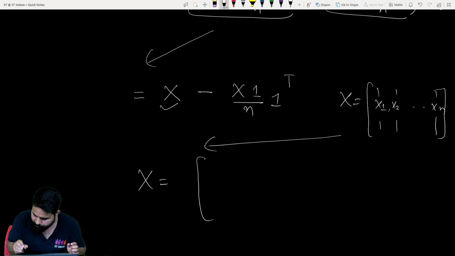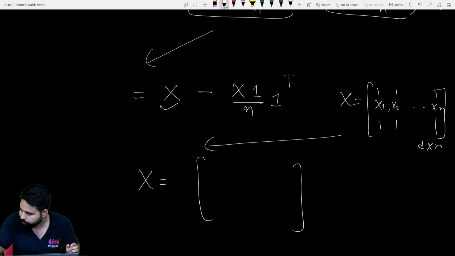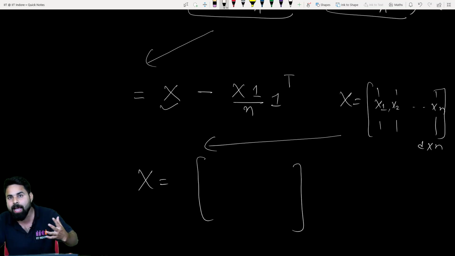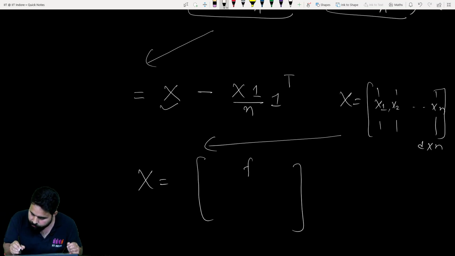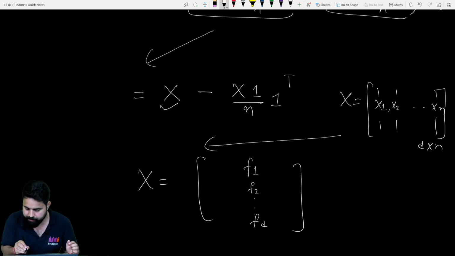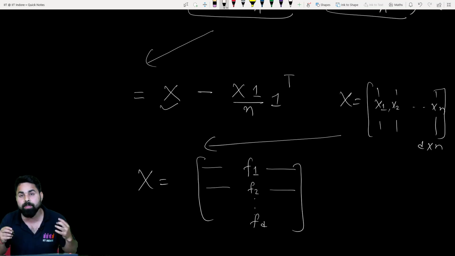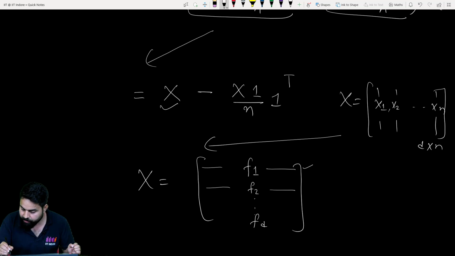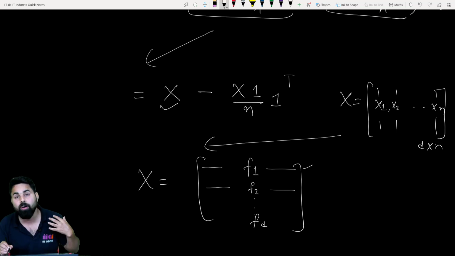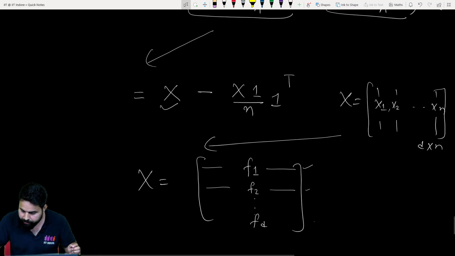So this matrix is nothing but this. Remember, this matrix was D cross n. There were D features of each data point, and there were n points. Now I can also visualize the same matrix as this, with F1 to FD. So there are D features. This is the first feature of every data point, this is the second feature of every data point. So basically this is the feature vector of the first feature across all the points, this is the second feature vector of every point, and so on. Now I am looking at this matrix in the row form or feature form.